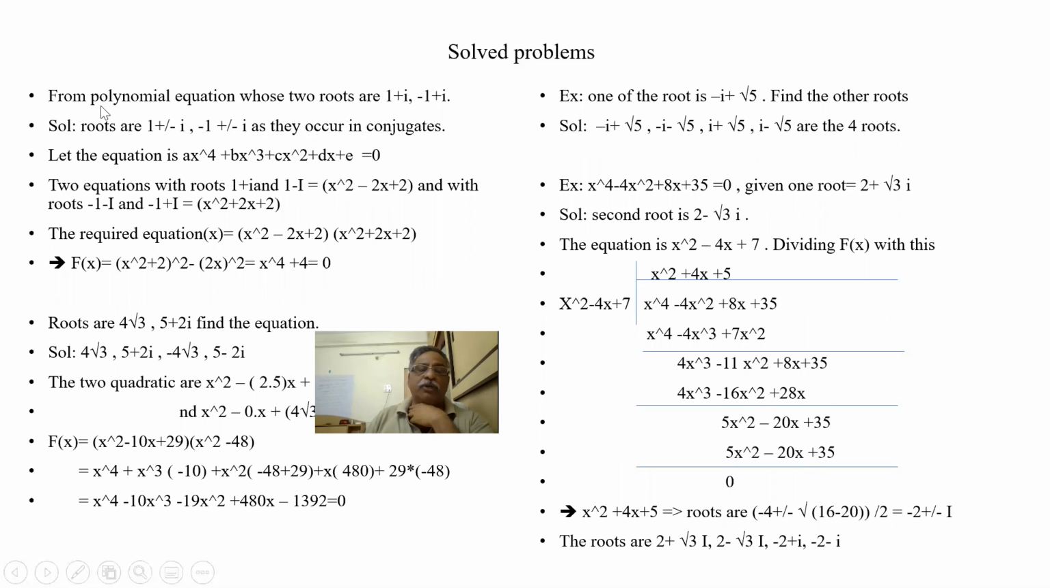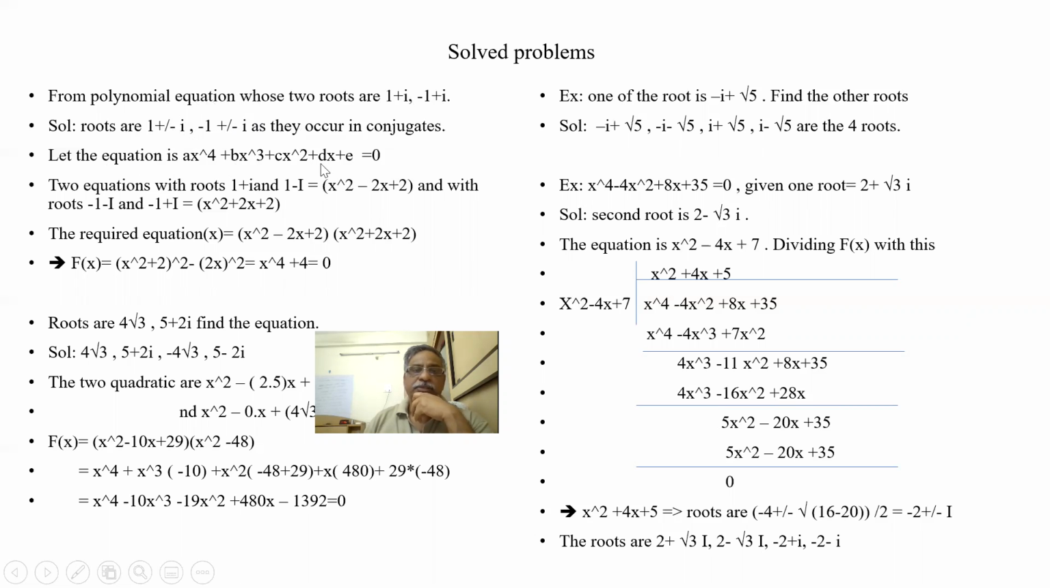Let us see. Now we have to find a polynomial equation whose roots are 1 plus i and minus 1 plus i. What is the conjugate of 1 plus i? It is 1 minus i. What is the conjugate of minus 1 plus i? Minus 1 minus i. There are 4 roots here.